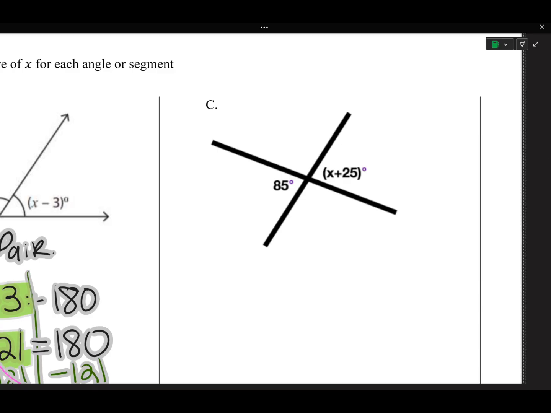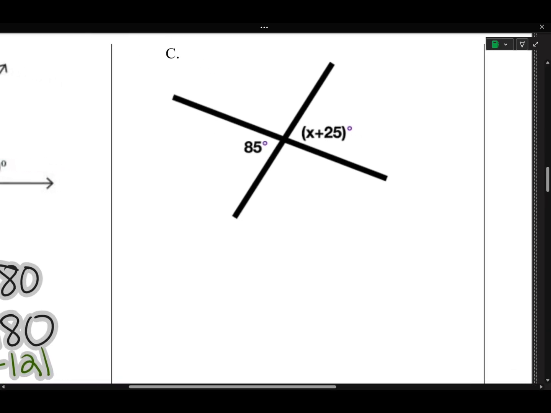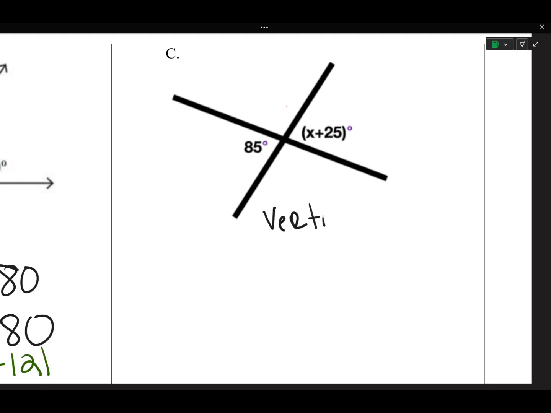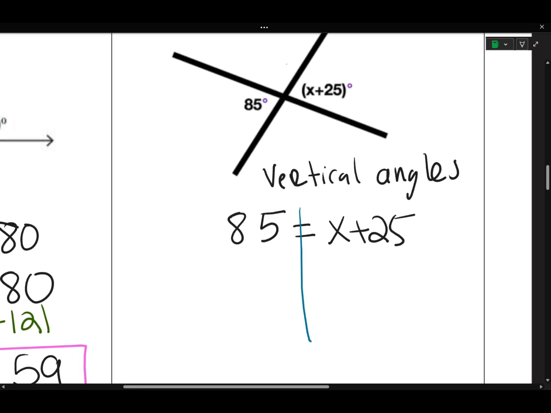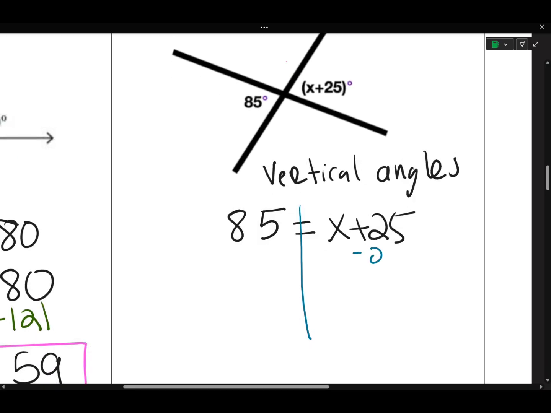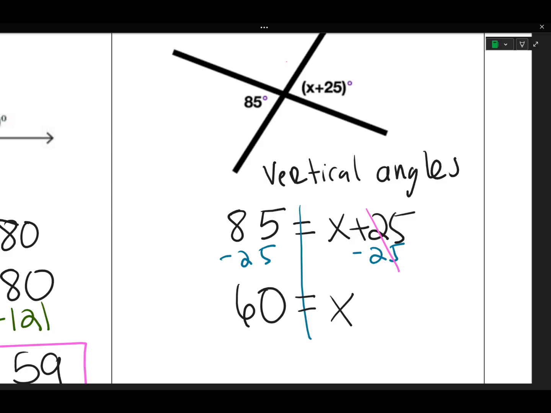Now let's take a look at letter C. We have two angles across from each other. These are vertical angles. Vertical angles are congruent to each other, which means we can set this problem up as 85 equals x plus 25. This is a nice single-step problem where all we have to do is subtract 25 from both sides. And we get that 60 equals x.